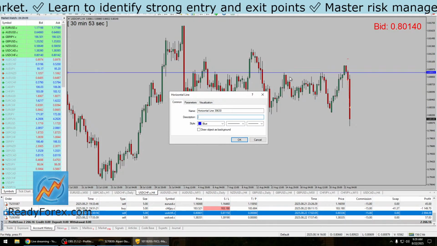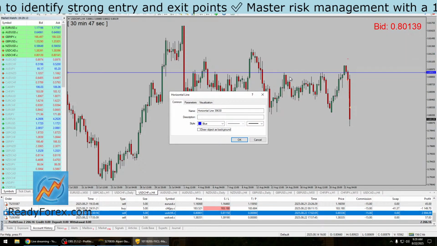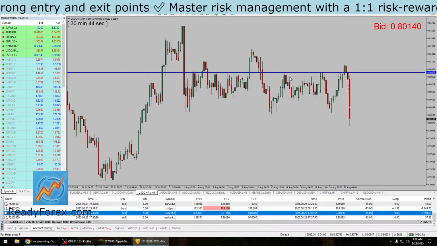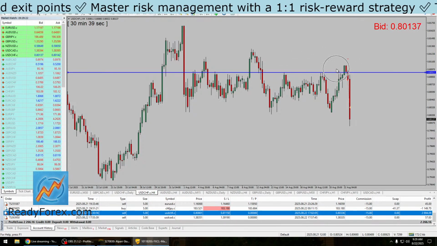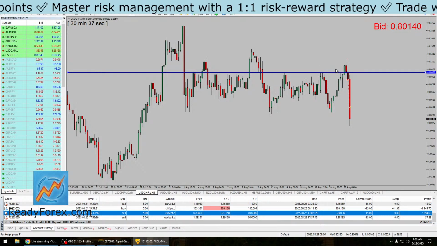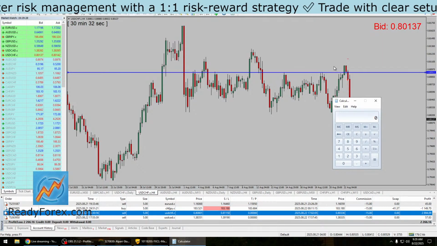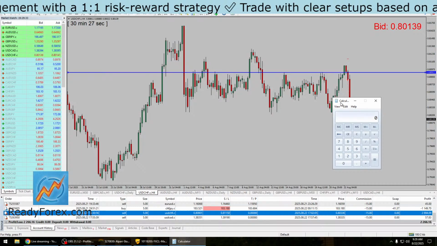Over to the parameters, and here. So this was a false breakout to the upside, and all of those who took a buy trade lost money. I made profit, and let me calculate how many pips I made on this one. So here's the calculator.